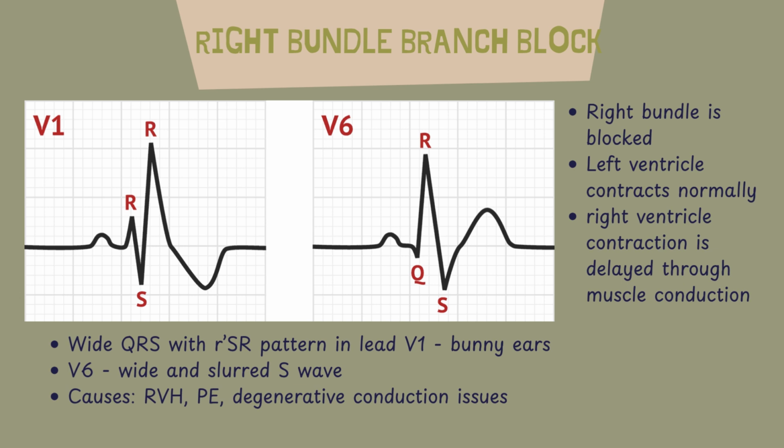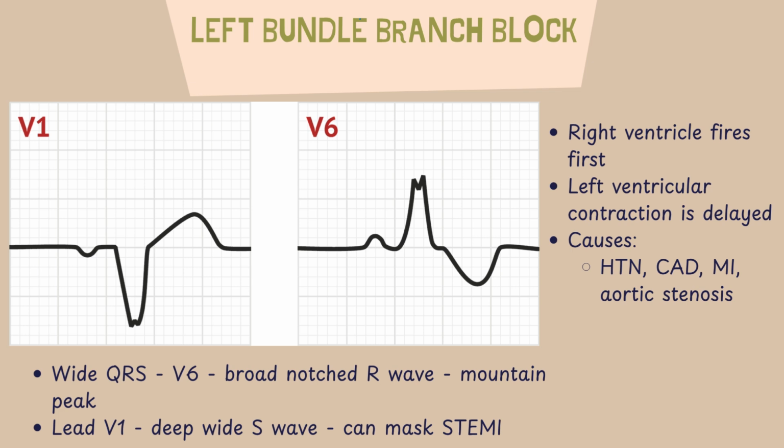In the left bundle branch block, the left bundle is blocked. That means the right ventricle fires first, and the left ventricle has to wait. The signal takes the long, slow route through the muscle. What does that look like? Again, we have a wide QRS of more than 0.12 seconds, or 3 boxes.